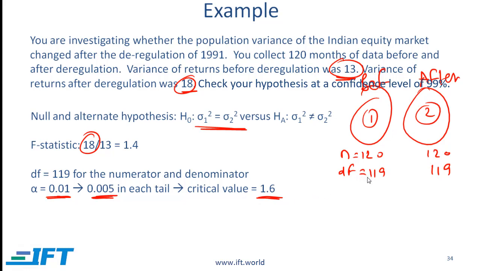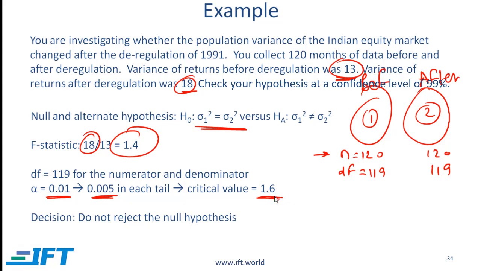This results in a critical value of 1.6. In your tables, you might not see a degrees of freedom equal to 119. You might see 120, but that is close enough. Your critical value is 1.6. We then compare the critical value with the test statistic. If the test statistic is less than the critical value, which is the case over here, then we do not reject the null hypothesis.